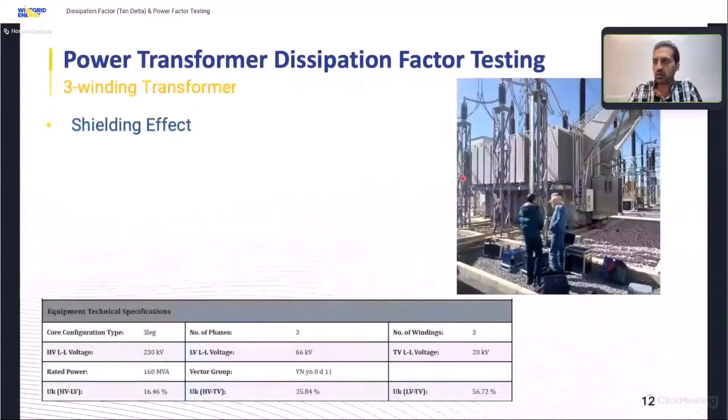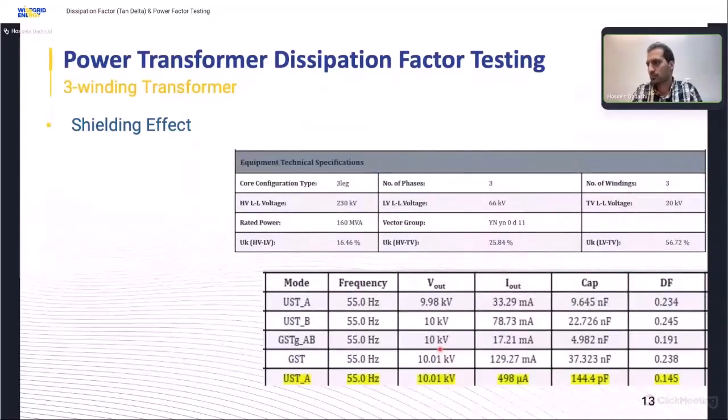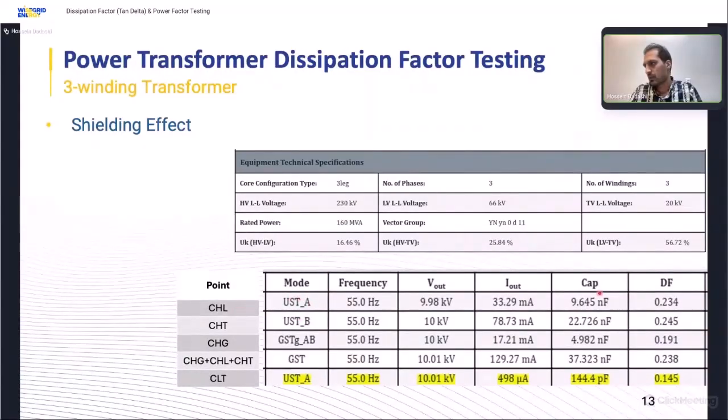There is an interesting point regarding three-winding transformers. Here we've measured the three-winding transformer capacitance and dissipation factor. The rated voltages were 230 kV, 66 kV and 20 kV for this three-winding 160 MVA transformer. So here are the target capacitances which were measured. CHL 9.64 nanofarad, and the dissipation factor, CHT, CHG, some of these measurements, and finally CLT.